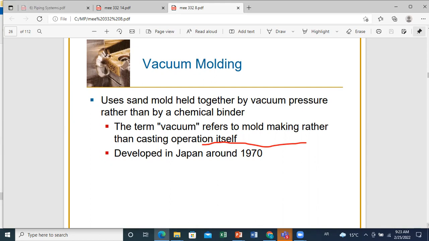So here, these different types of techniques rely on different ways of preparing the mold. Okay, but the other steps are nearly the same: the pouring, solidification, and extraction of the final product.